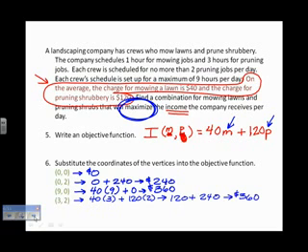Now again, we wanted to find the maximum. So I need to look those over a little bit and do some thinking. And I want to find the maximum.